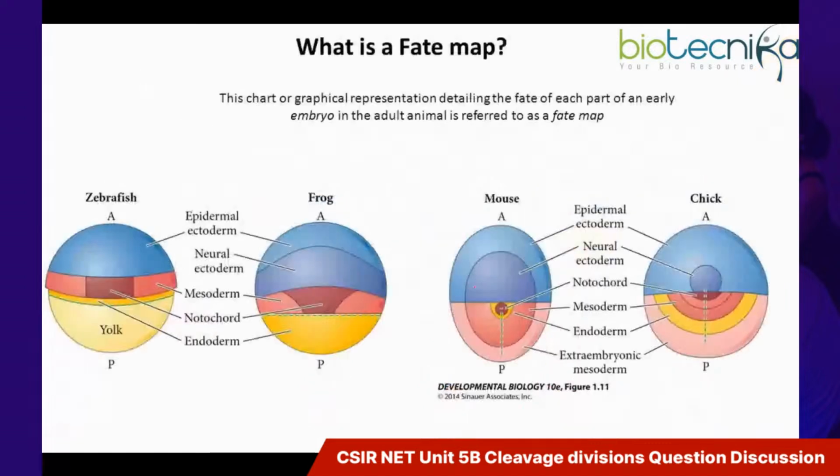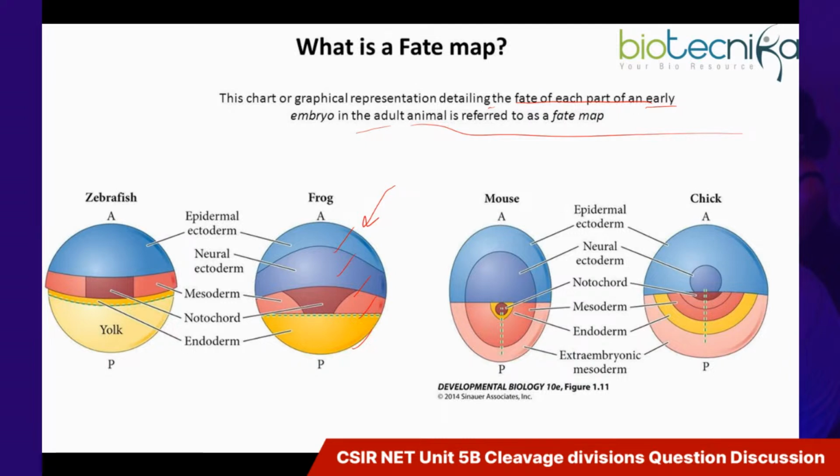So what is actually a fate map? A fate map is a graphical representation detailing the fate of each part of an early embryo in the adult animal. So we will be doing the fate map early in the embryonic stage. All these colors actually we have put artificially. Biologists put them artificially just to color it and show it like a diagram, showing which part is fated to become which part of the adult organism.